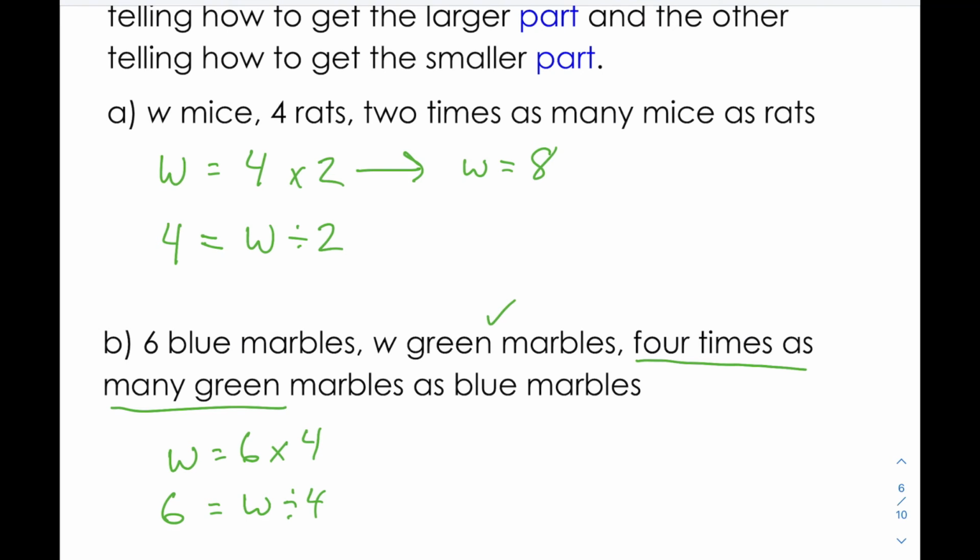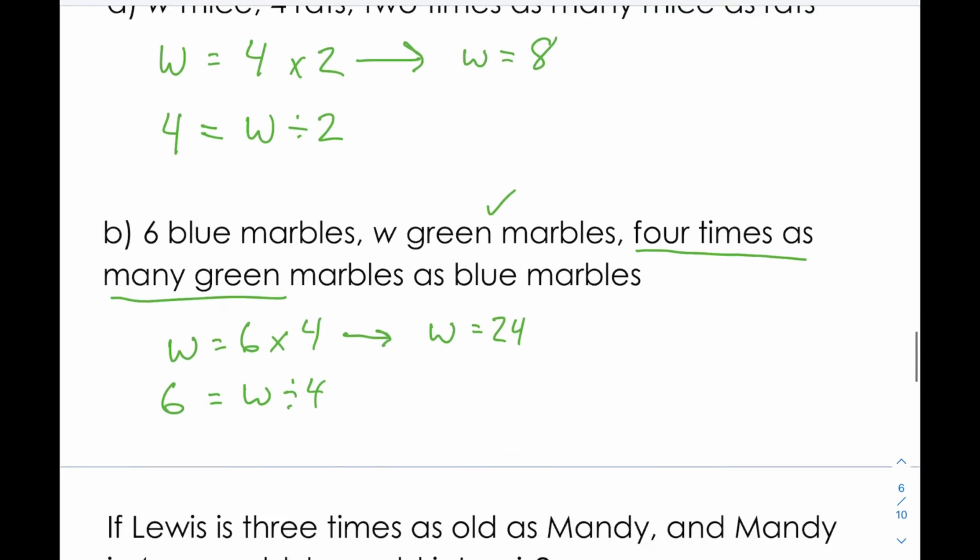So remember, the smaller part is equal to the larger part divided by the scale factor. So again, this is the easiest one to use. 6 times 4 is 24. So there are 24 green marbles.